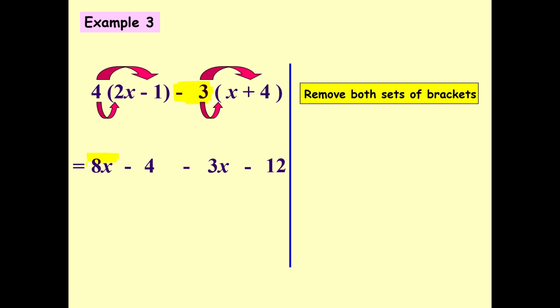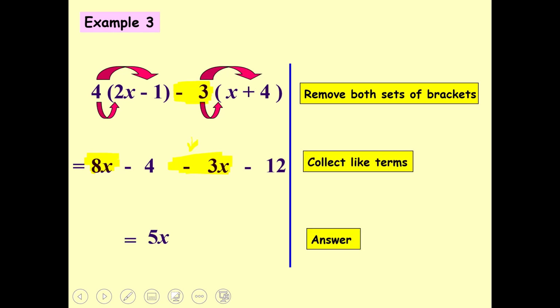Okay, collect our like terms. So we've got 8x, and we're going to bring that together with negative 3x. Remember, whatever term is in front, that needs to be stuck together. Okay, so 8x subtract 3x gives you 5x, and then negative 4 we're left with. Negative 4 subtract 12, so be careful with your negatives here. You're going to get negative 16. So 5x subtract 16, that's your final answer for that one.